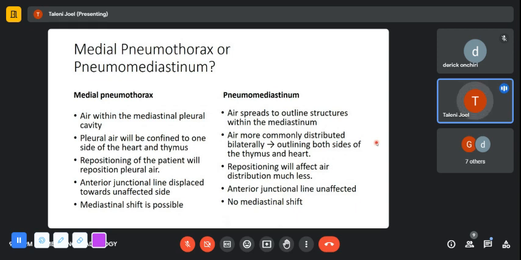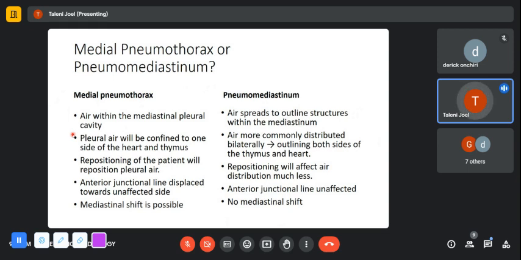Then for a medial pneumothorax, one of your main differentials would be a pneumomediastinum. I've listed here some of the things that differentiate a medial pneumothorax from a pneumomediastinum. In a medial pneumothorax, the air is within the mediastinal pleural cavity, whereas in the pneumomediastinum, it's in the mediastinum, spreading and outlining the structures within it. For the medial pneumothorax, the air is confined to one side of the heart, whereas with the pneumomediastinum, both sides of the heart will be outlined.